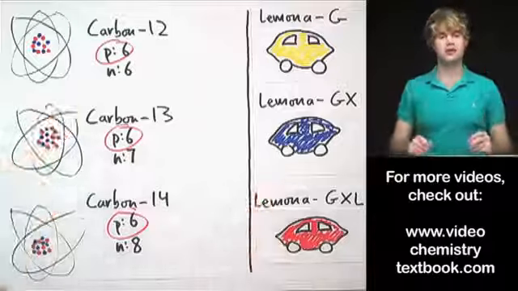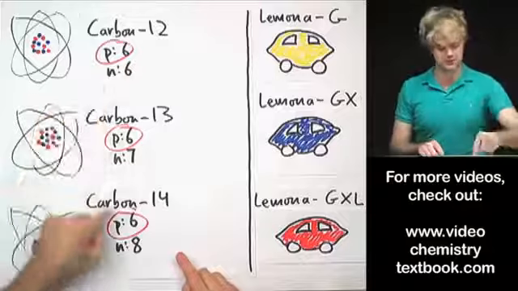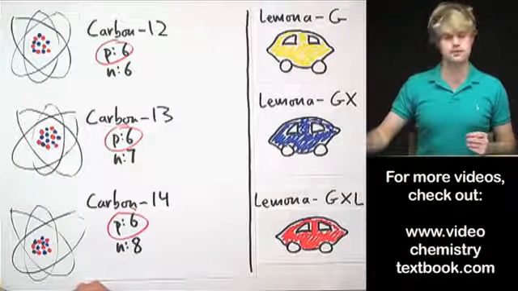They are all isotopes of carbon. They're different versions of carbon or different models of carbon with the same number of protons and different number of neutrons.